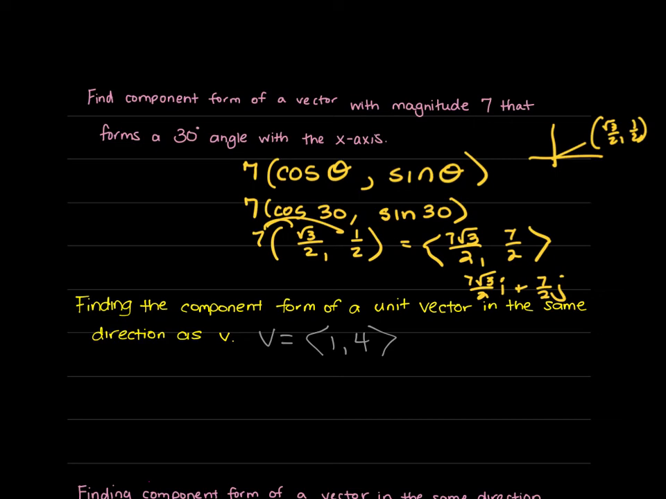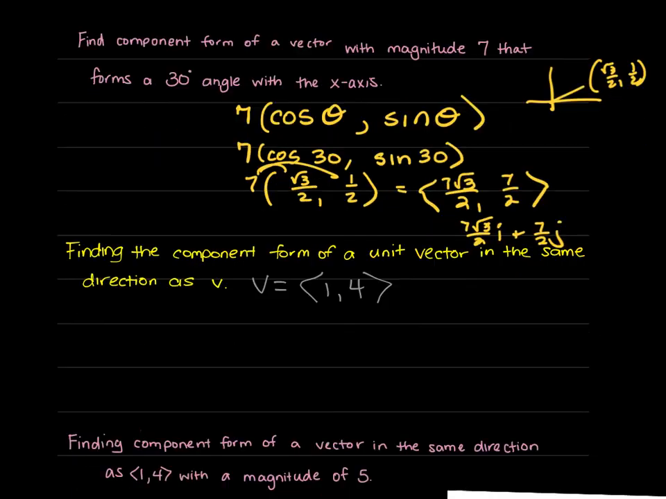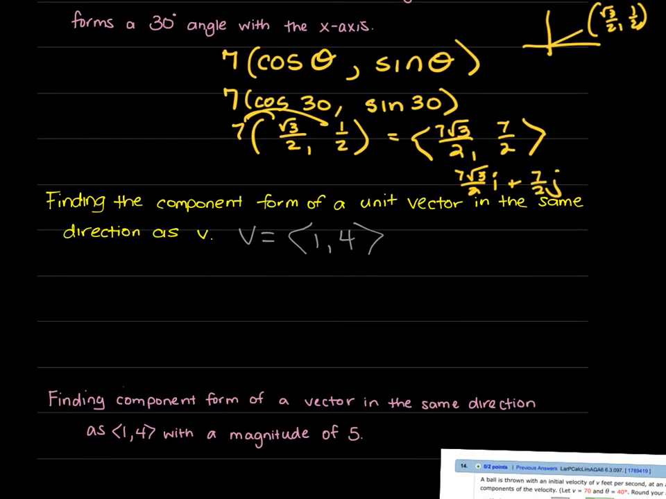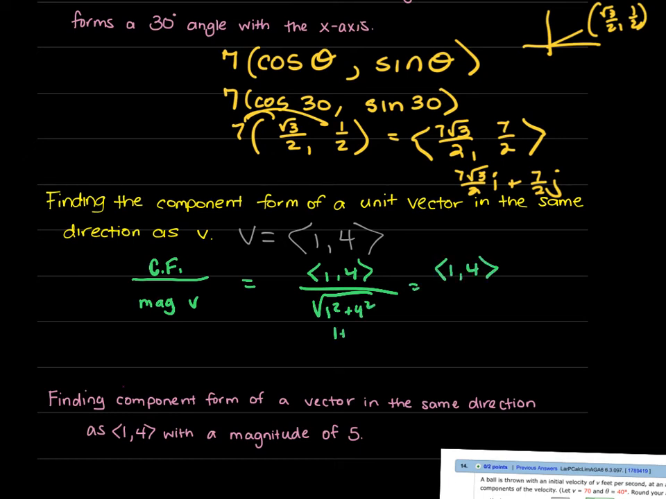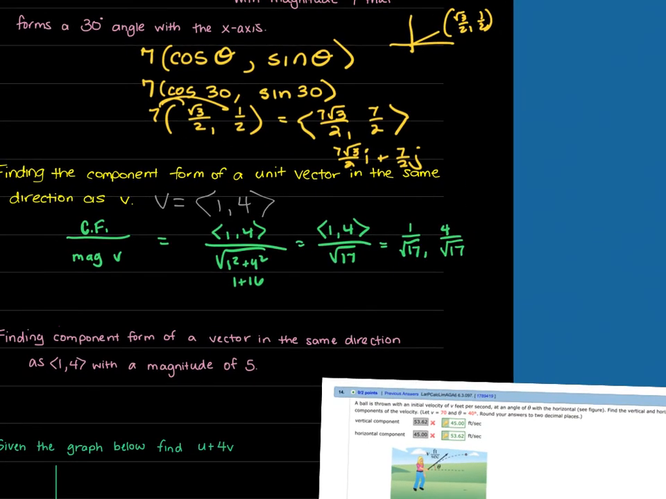Okay, then component form in unit vector. Remember, this is like the one that was on the warm-up, except that on the warm-up it asks for a different magnitude. Unit vector, we just do the component form of the vector over the magnitude of the vector. So this would be 1, 4 over the square root of 1 squared plus 4 squared. Or 1, 4, over the square root of 1 plus 16, over the square root of 17, which gets split and rationalized.